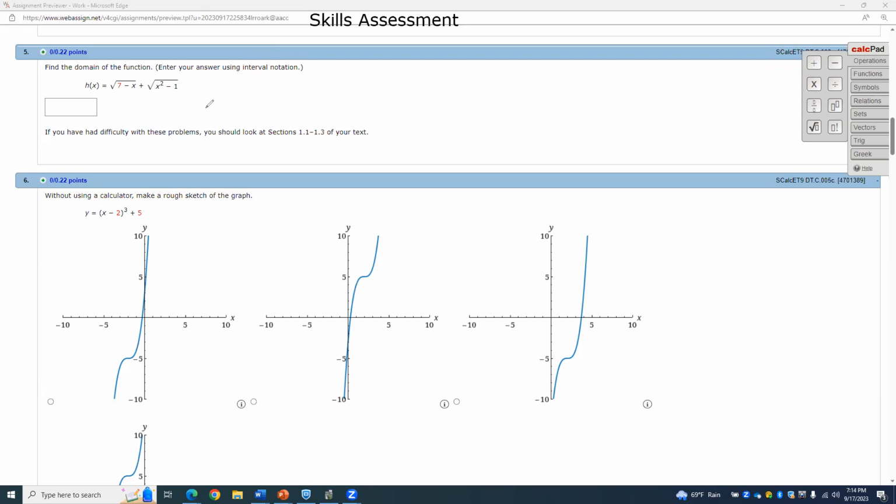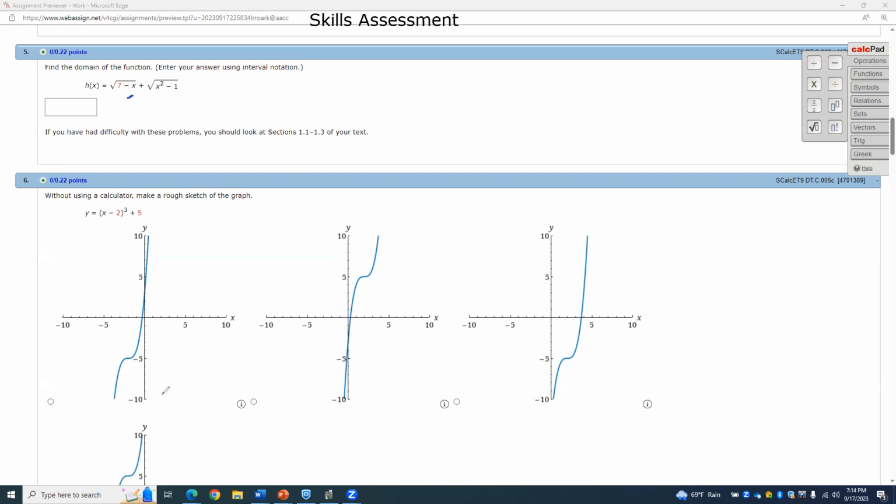This is number 5, and it says enter your answer using interval notation. And it's like, okay, I remember interval notation. I know that parentheses is what we would use if it doesn't actually include the value. So things like infinity have parentheses, and also numbers with an open circle versus closed circles or brackets. Okay, great. However, the problem is they have two radicals here.